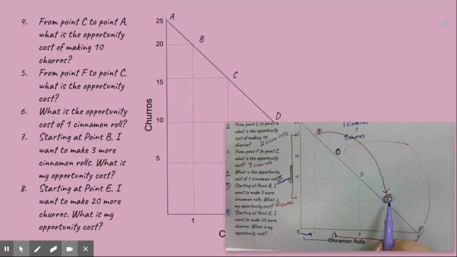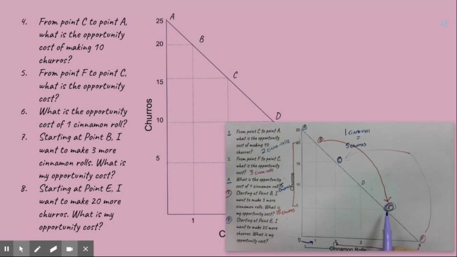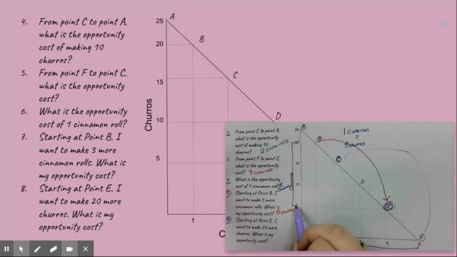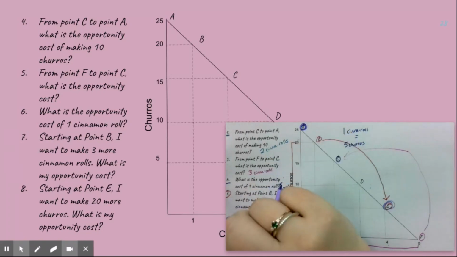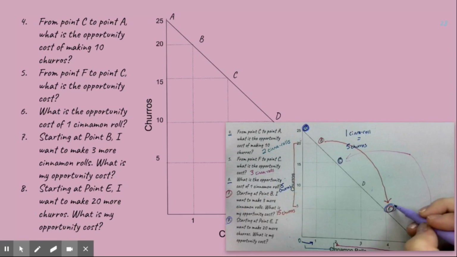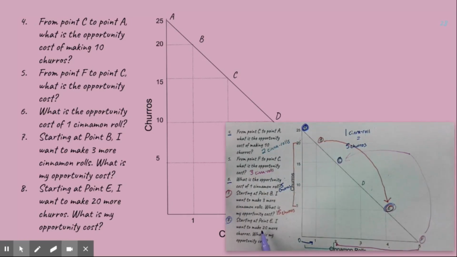Okay, this one's a little bit harder, a little bit more math, but it's all in 5s. So I'm at point E. I'm making 4 cinnamon rolls and 5 churros, but I want to make 20 more. So I got to add 20 to 5 and go up. Well, luckily 20 plus 5 is 25. So I'm hoping to move up here in the yummy zone where there are more churros and less cinnamon rolls. So now this question is basically asking me without asking me, how did I get from point E to point A and what am I losing?